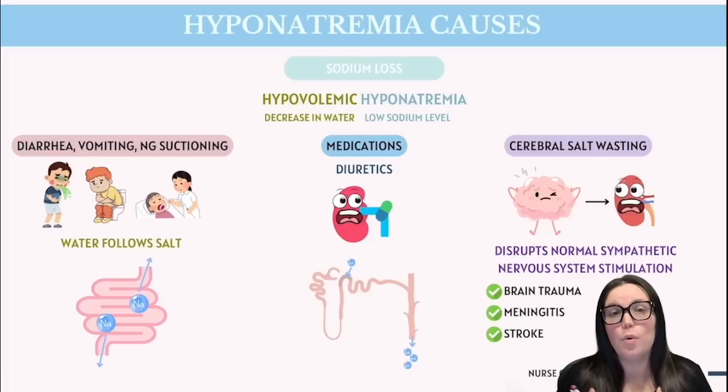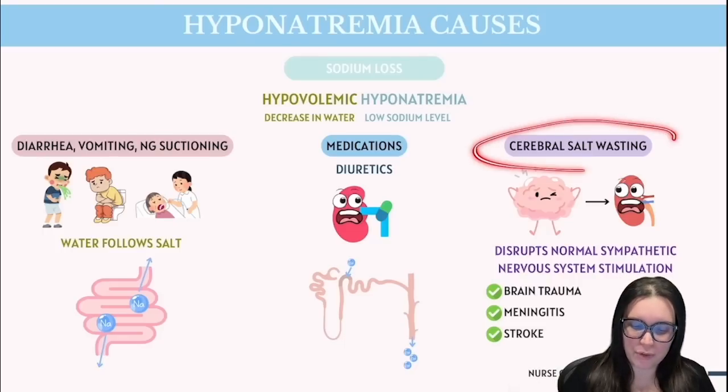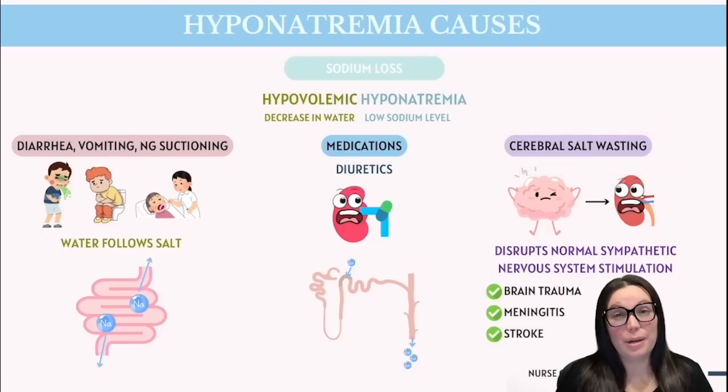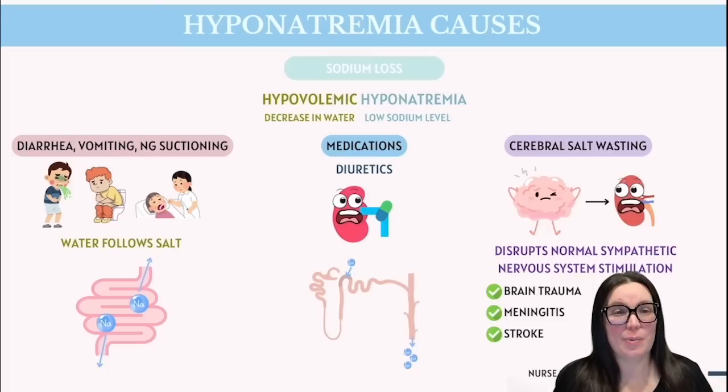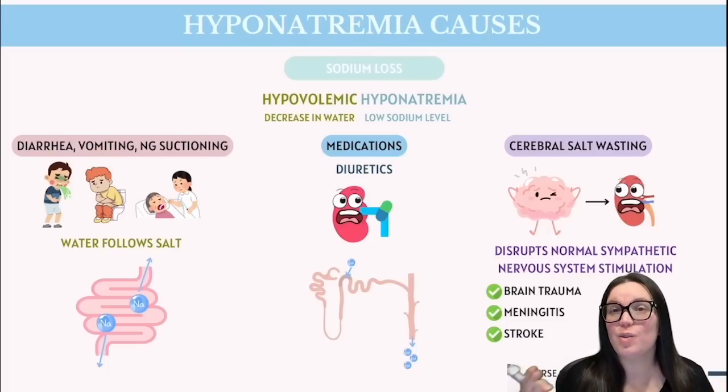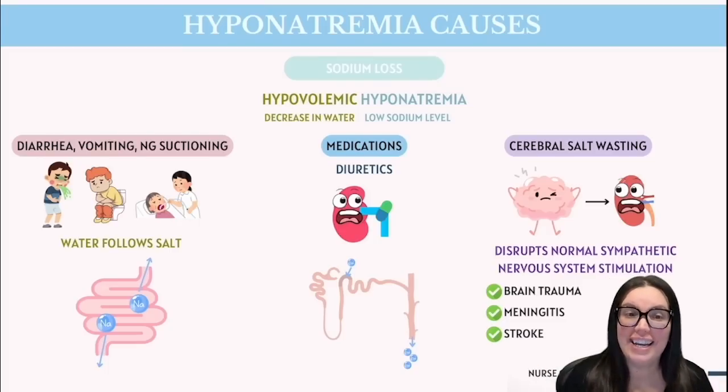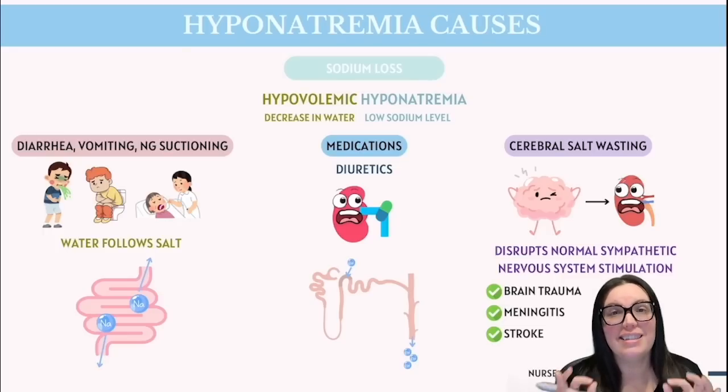And lastly, we have a more unique scenario called cerebral salt wasting. Cerebral salt wasting is a condition where the body loses too much sodium due to an issue in the brain, often after an intracranial injury such as trauma, meningitis, or a stroke. So here's how it works. The injury disrupts the normal communication between the brain and the kidneys, specifically the sympathetic nervous system, which helps regulate sodium and water balance.